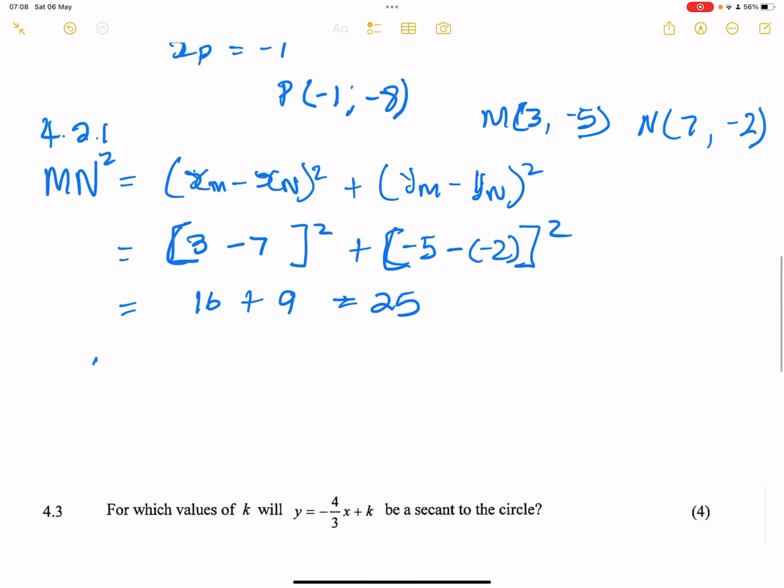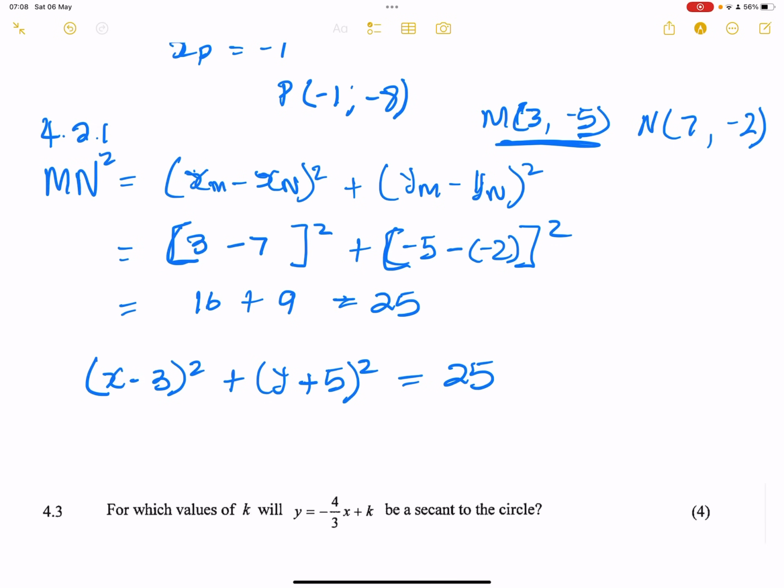So we can write down, we know what m is, so that's going to be (x − 3)² plus (y − (−5))², which is (y + 5)². Remember, it changes sign when it gets into those brackets, and this is equal to 25, which is the radius. But remember, we must express it as the radius squared.